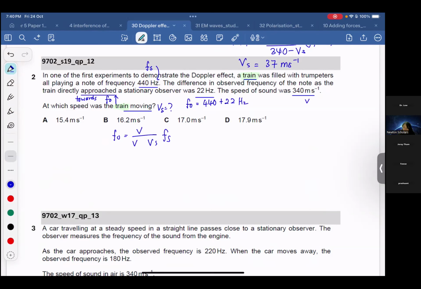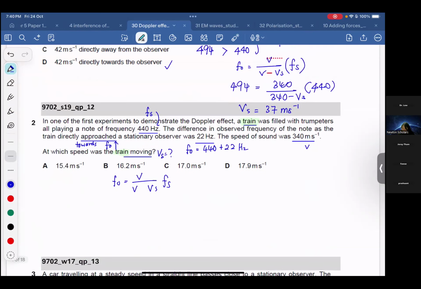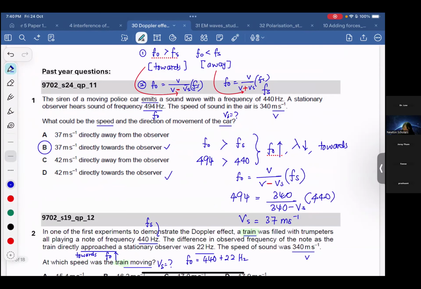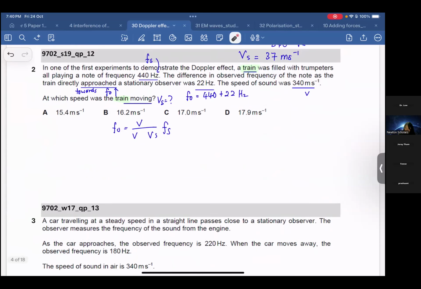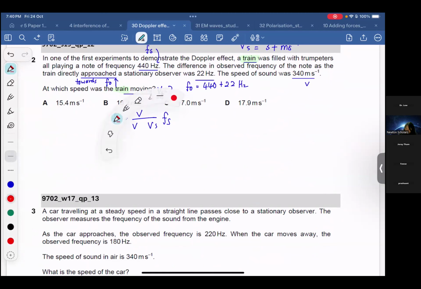Here we understand that it's approaching us, right? So this one is towards us. Can you see that? Towards us, we use minus, because at the end our fO will increase. So we are using a minus here. Okay, can you try?